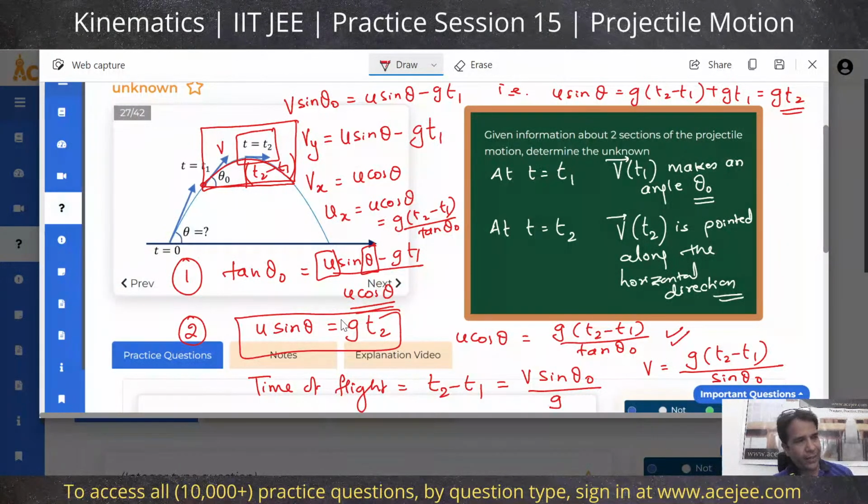Either approach is fine, doesn't really matter. Two unknowns and two equations. Once you know u and theta, you can figure out the range. Let's go ahead and solve some problems. Any questions, any doubts?